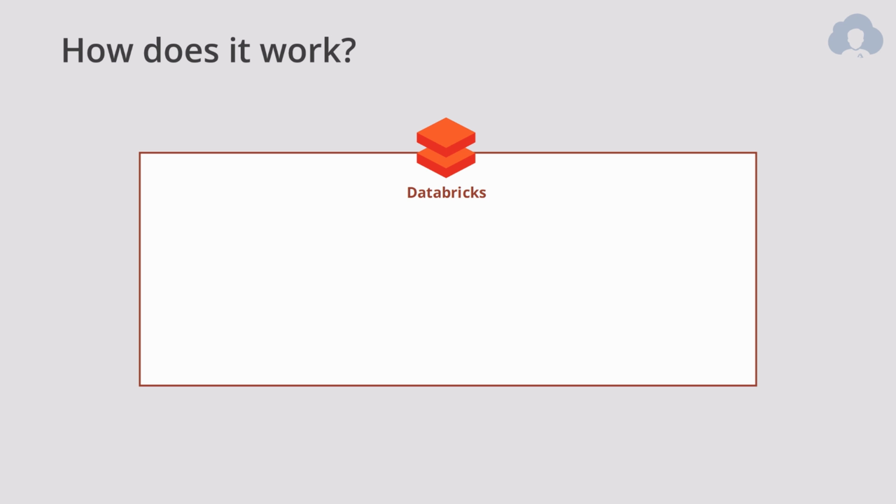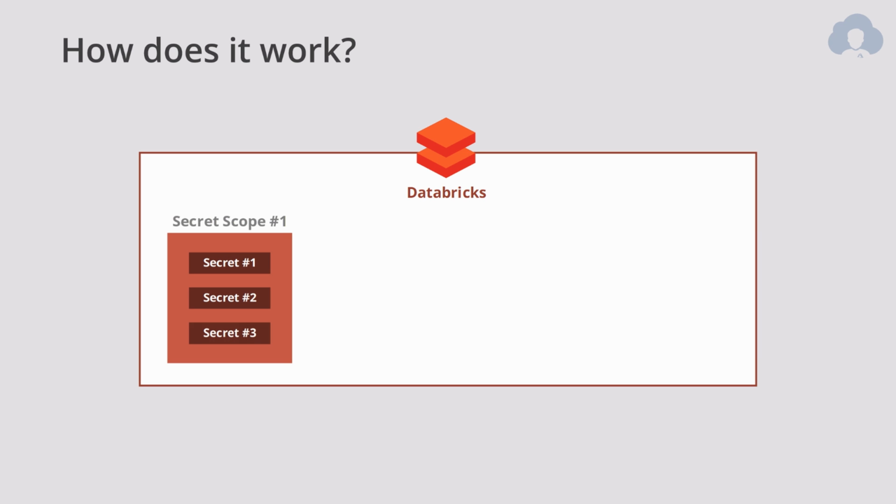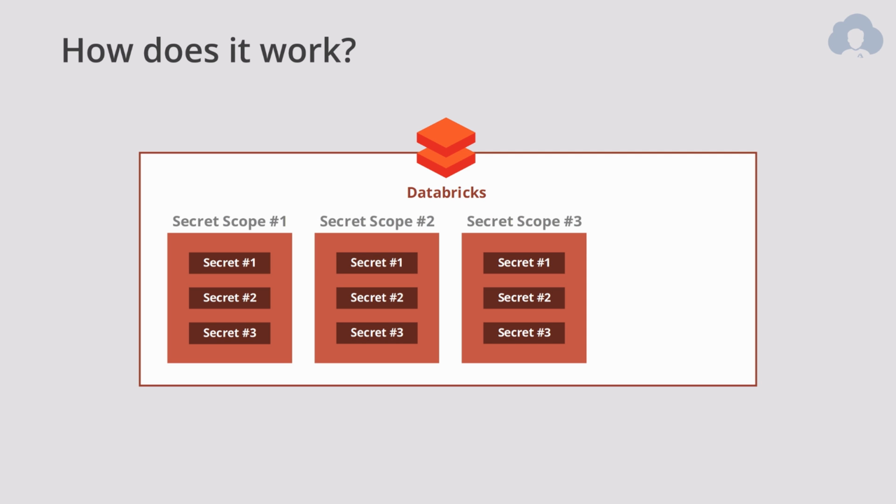How does it work? It's actually quite simple. Each Databricks environment, each workspace, has something called a secret scope. Within that scope, you can contain one or more secrets, and you can also have multiple secret scopes.